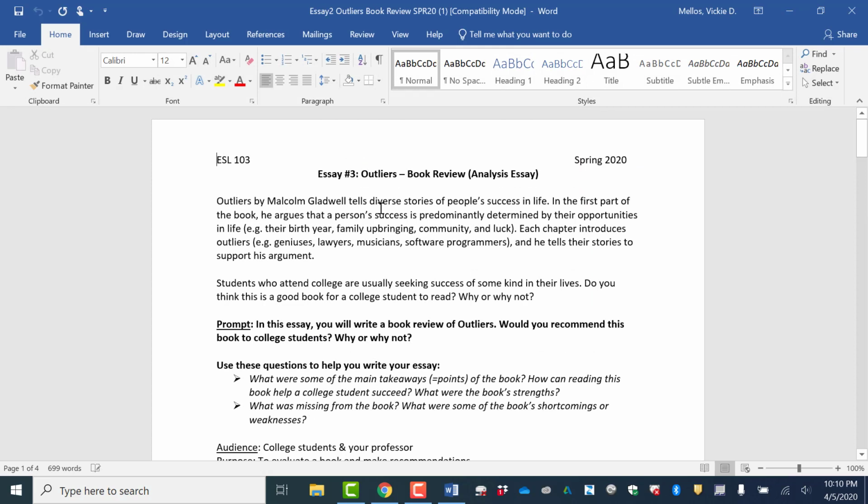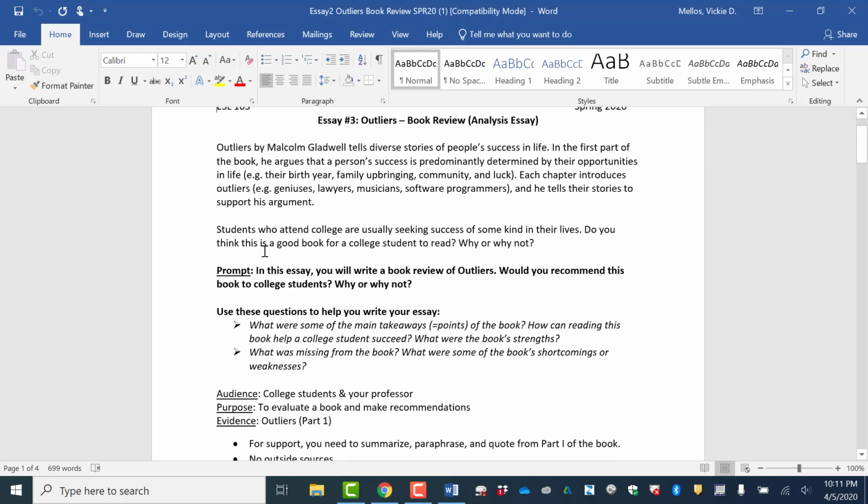Outliers by Malcolm Gladwell tells diverse stories of people's success in life. In the first part of the book, he argues that a person's success is predominantly determined by their opportunities in life, like their birth year, family upbringing, community, and luck. Each chapter introduces outliers like geniuses, lawyers, musicians, software programmers, and he tells their stories to support his argument.